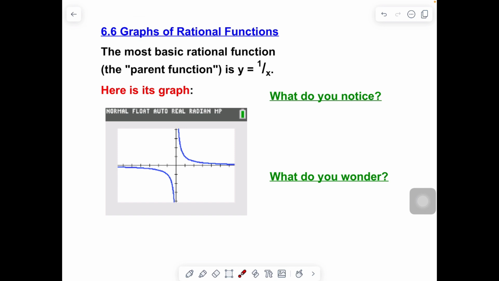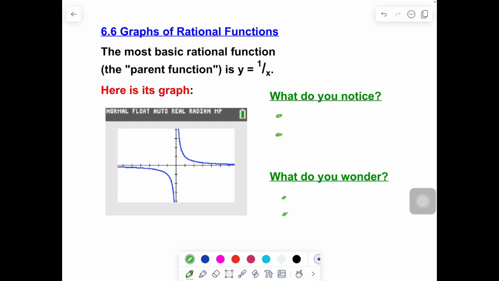The most basic rational function, the parent function, is y equals 1 over x. That graph of y equals 1 over x is listed here. Think back to what we know about denominators and domain and things like excluded values. Now I want you to think about what are some things that you notice on this graph and what are things that you wonder on this graph.